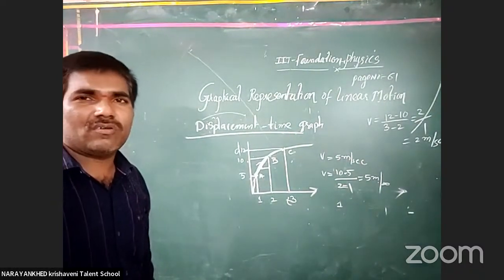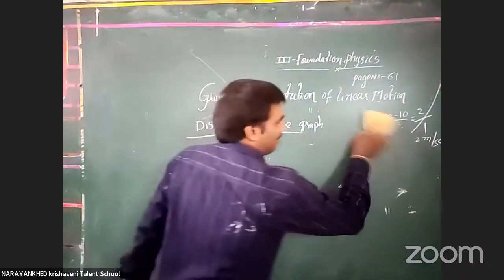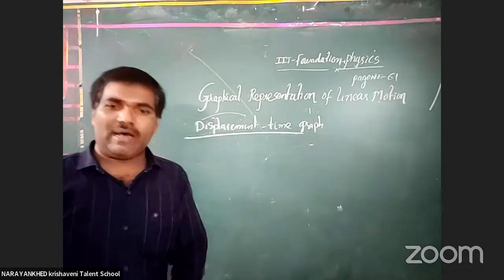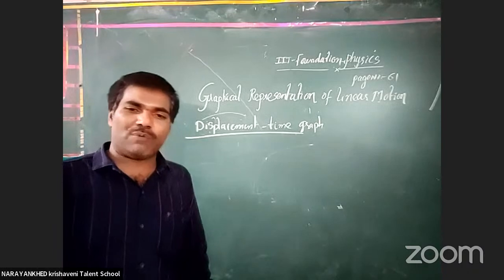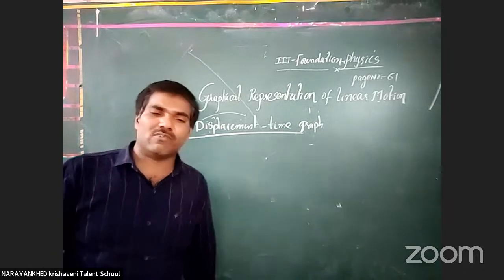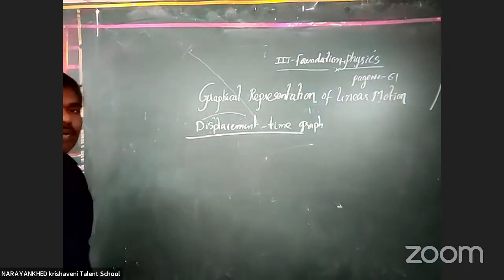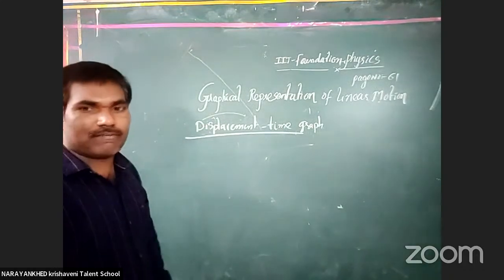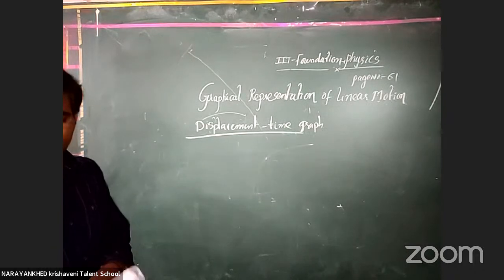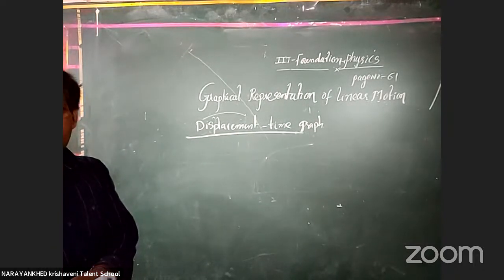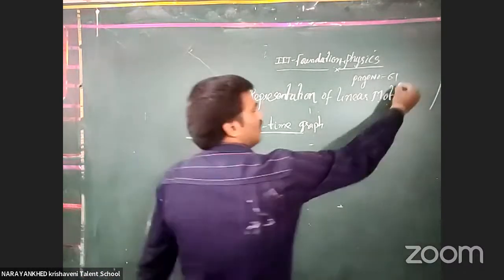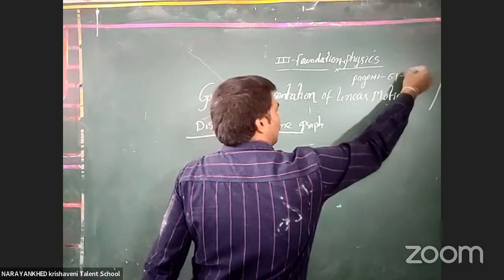Any doubts? Now the velocity, displacement and time graph gives the information about from which point to which point the velocity decreases and from which point to which point the velocity increases. That information is also given by our displacement and time graph. Got it? Now the conclusions are given here. Once read the conclusions on page number 63.